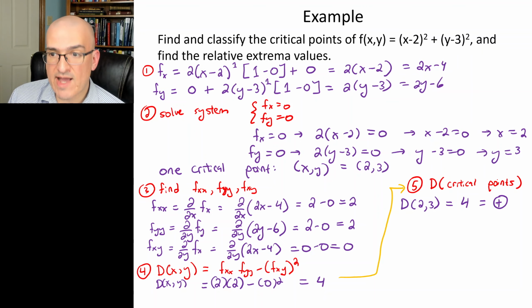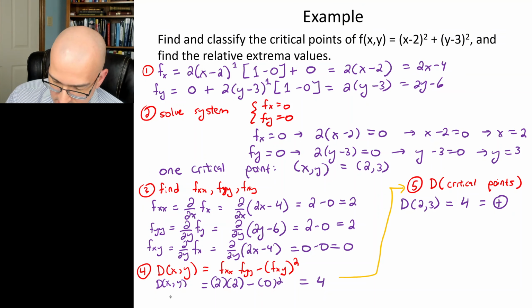So that means it's not a saddle. Remember, the capital D function only filters out saddles. Super important point, we're not done. This is not concave up. This just means not a saddle.